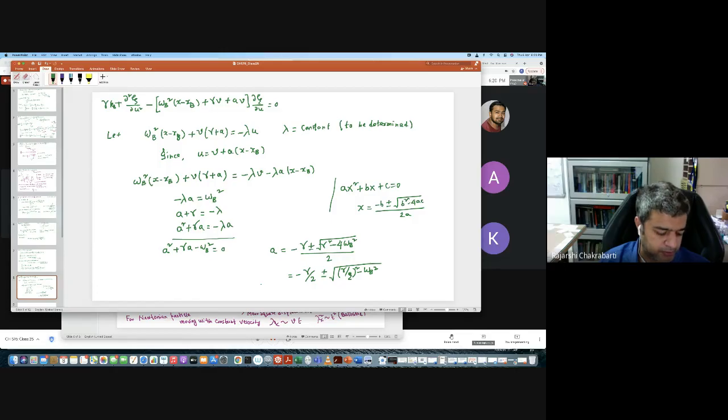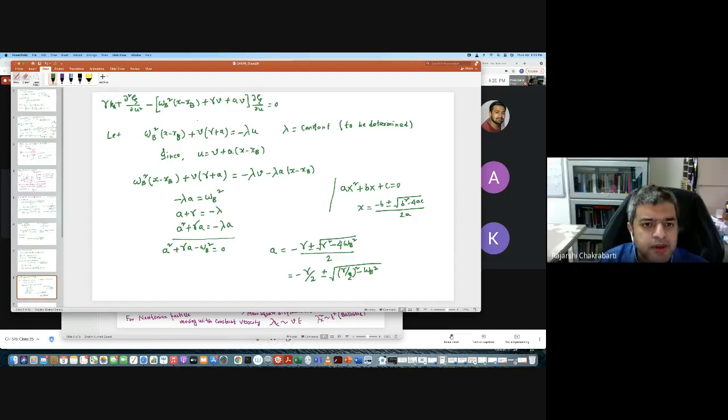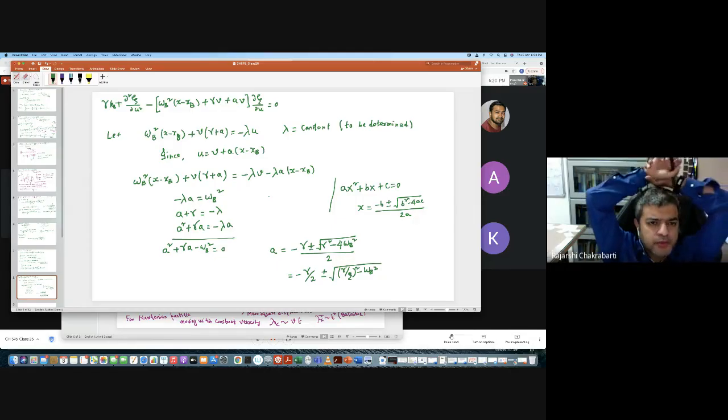Then I'll have a problem. Is it plus? Well, as per the quadratic equation, it is a square plus gamma a minus omega b square. So minus 4ac is minus 4 into 1 into minus omega b square. No, I understand, but maybe the notation, I have to check the notation. Yeah, omega b square.